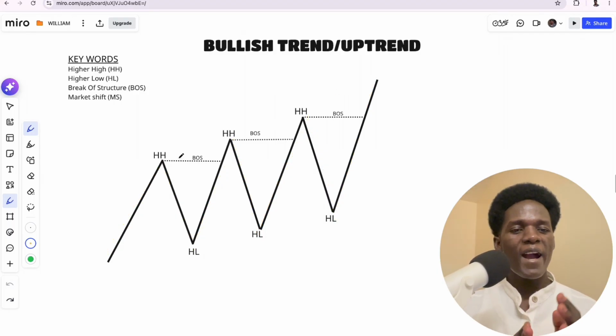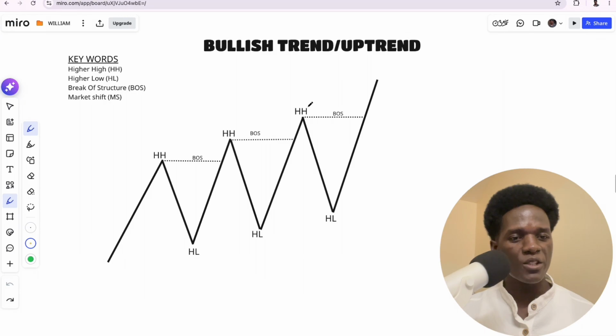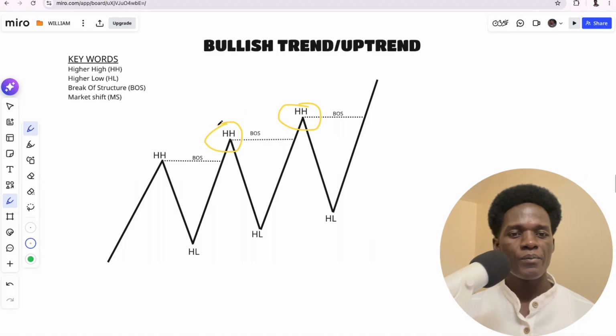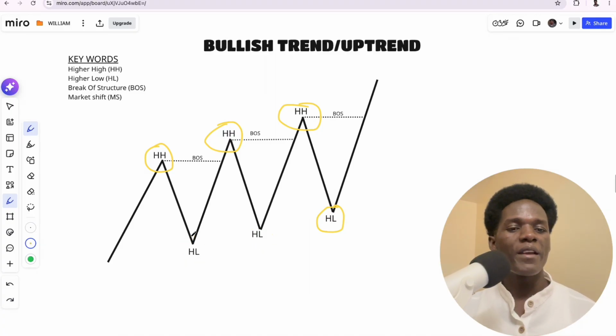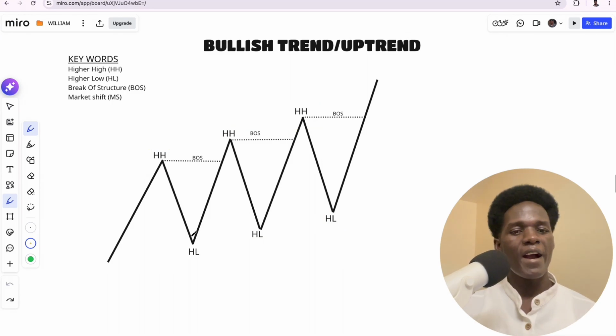They are called higher highs and higher lows because this high is higher than this previous high, and this high is again higher than this previous high. This higher low is higher than this previous higher low, and this higher low is higher than this previous higher low. That's why they are called higher highs and higher lows.